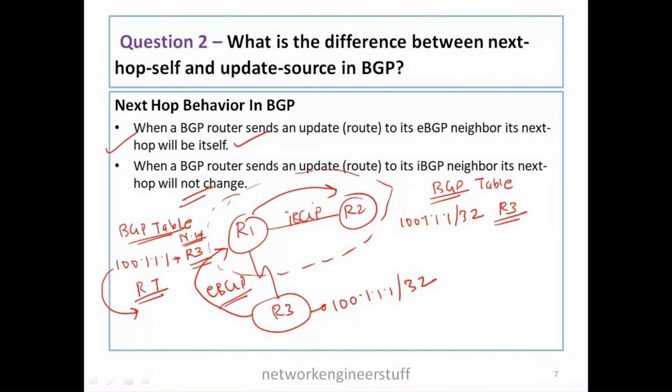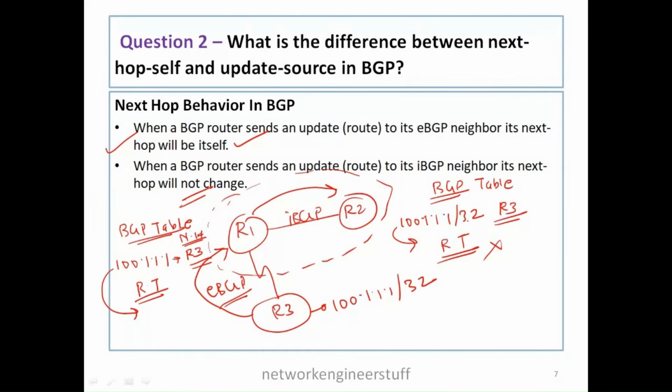When R1 is sending the route which is received from its eBGP neighbor R3, it's not changing the next hop when it's sending it to its iBGP neighbor R2. So R2 is not going to have reachability to R3. Since the next hop is not reachable, R2 will not install this BGP route in its routing table. So there will be no entry in the RIB, correct?